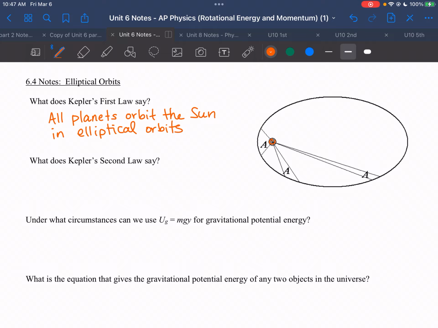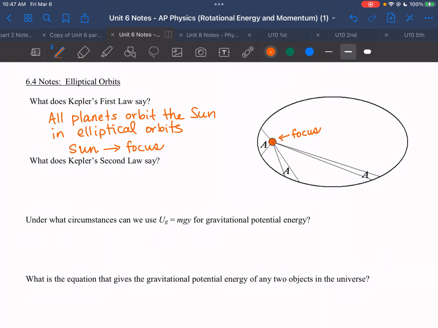Now, where the sun is located is at one of the focal points of the ellipse. So the sun is at a focal point. It's at the focus. So sun, there we go. Sun is at the focus.